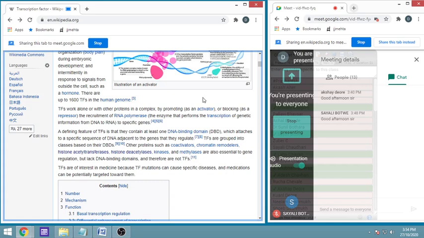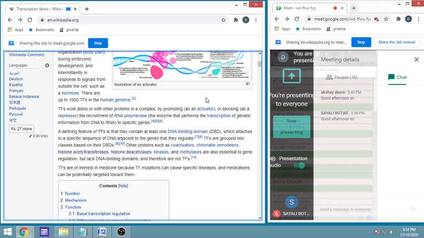These transcription factors can work alone or with other proteins. They may work singularly, with no complex, but if they are working with other proteins, they may work in a variety of ways. They can make a complex, they can promote as an activator, or they can block as a repressor of the RNA polymerase enzyme. That enzyme is required for transcription of genetic information from DNA to RNA.